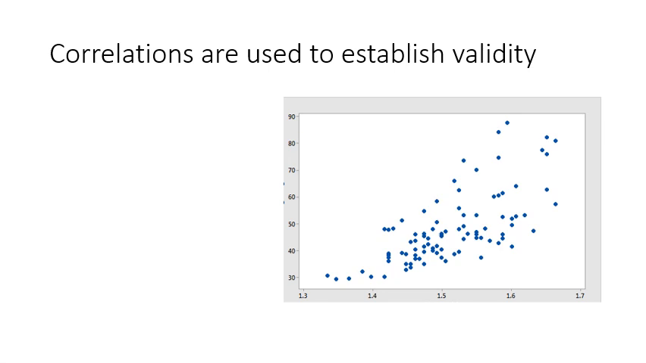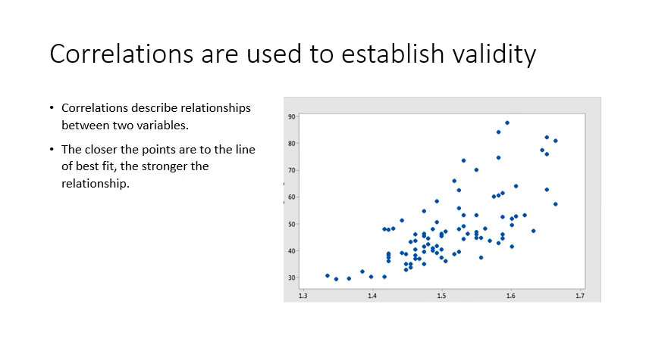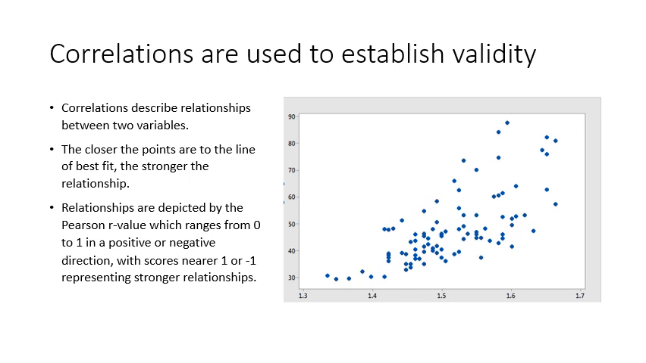In order to do that, let's just review a little bit that we use correlations to establish validity. You'll remember from stats that correlations involve a scatter plot where we plot pairs of points for each individual, and correlations describe this relationship between these two variables. The closer the points are to a line of best fit, a line that would go right down the middle of the points, the stronger the relationship. And we would depict these relationships on a score from 0 to 1 in a positive or negative direction, with scores nearer to 1 or to -1 representing stronger relationships.